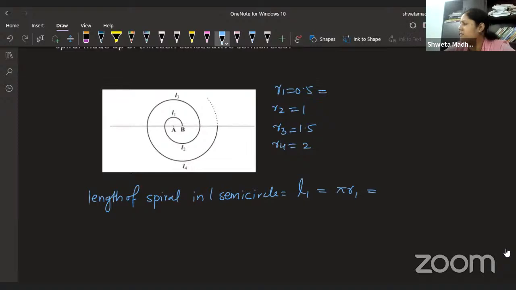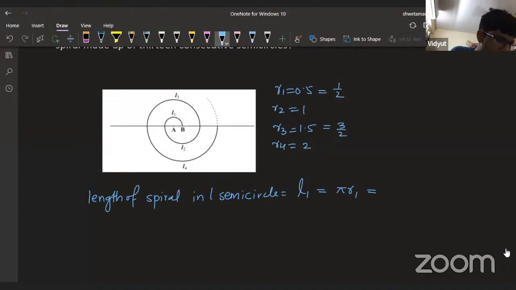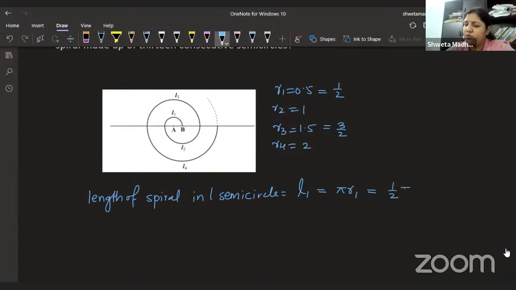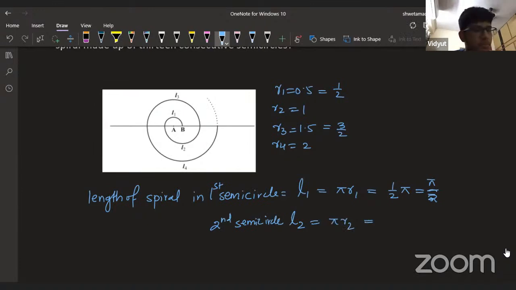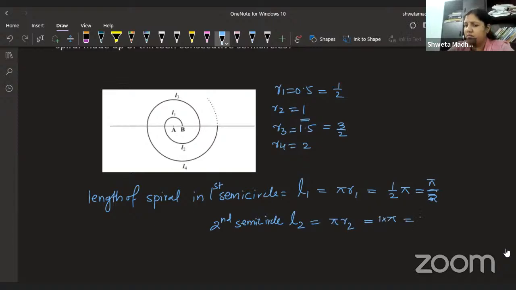So you can write 0.5 as 1 by 2, 1.5 as 3 by 2, right? So L1 is equal to 1 by 2 pi, that is pi by 2. Then L2, length of the spiral in the second semicircle. This is the first semicircle, then the second semicircle, which is equal to pi R2. R value is 1. So 1 pi, which is equal to pi.